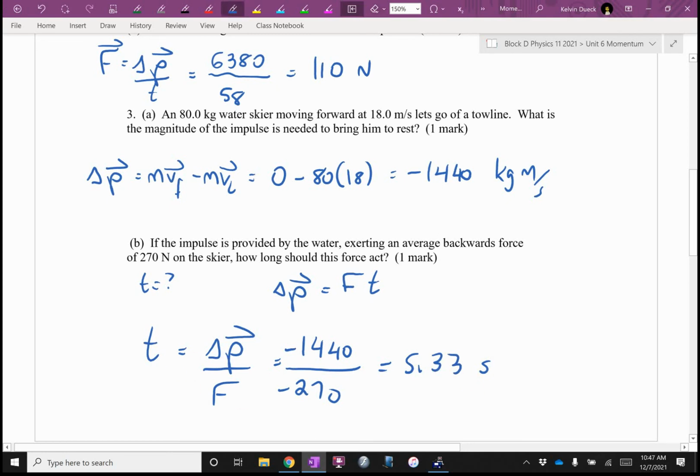Yet another way to find time. We've got a bajillion of those. Am I going to memorize it? No. If I need it, I got it.